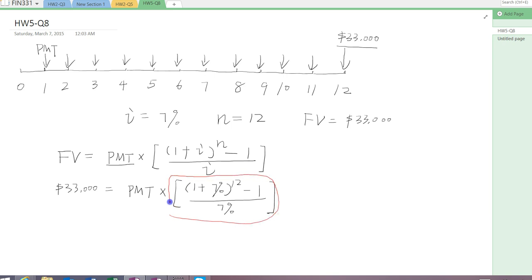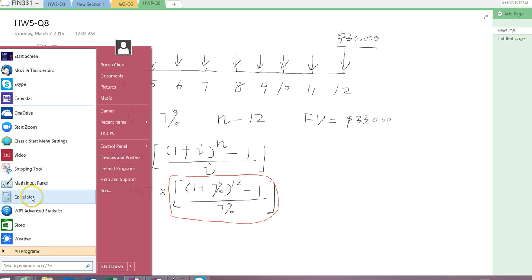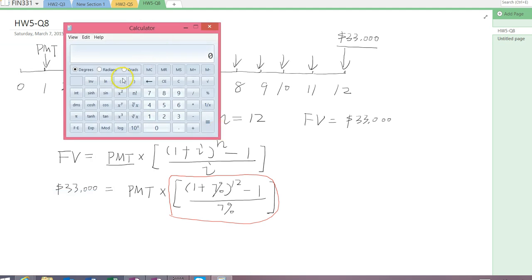By the way, this is called the future value interest factor of annuity at interest rate 7% and for 12 payments. So that's the name for this whole chunk, future value interest factor of annuity. So dividing both sides by this whole chunk, we can solve for the payment. So let me do this calculation in my calculator here.